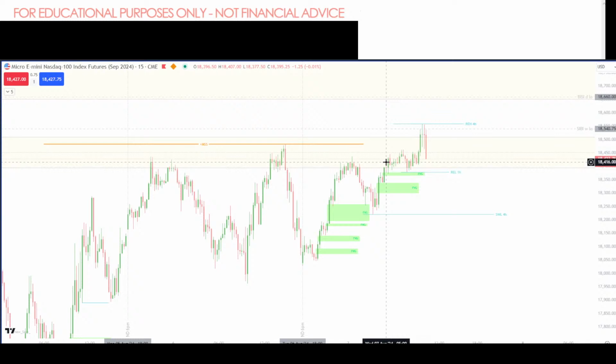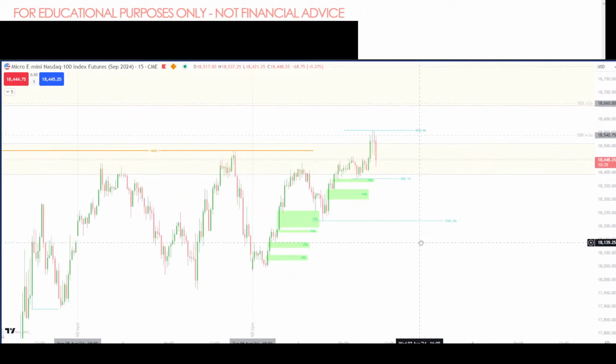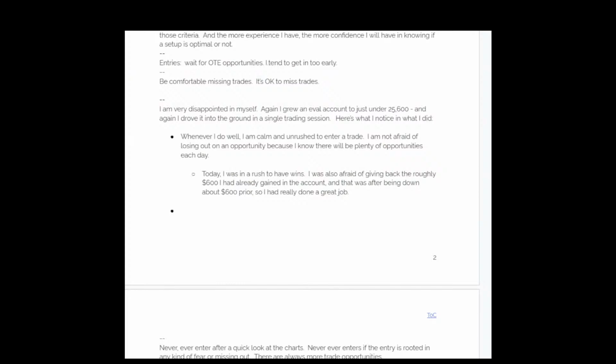Usually it's 5:30 a.m. Eastern. I think London is usually 2 a.m. to 5 a.m. But we took out London high. This is pre-market. Took out that high, and we rebalanced all this. And now we're coming lower here. So let's take another look at the trading rules. What am I looking at? Oh, that's the journal.